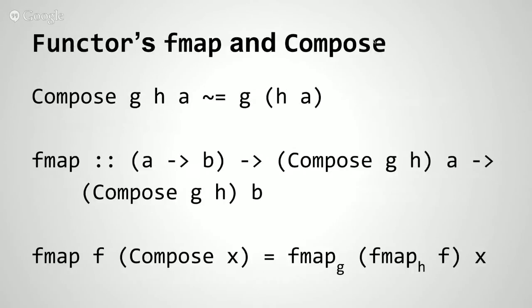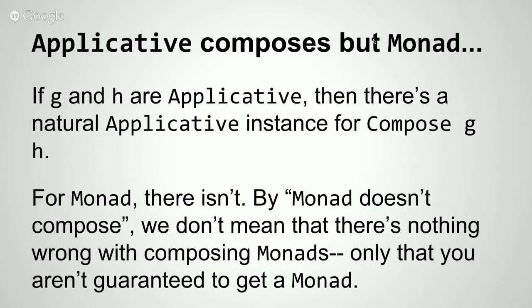This is what fmap looks like on Compose. So the fmap on the composite type is the fmap of the G given the function, given another fmap, which is the fmap of the H, of the f that you're fmapping across the composite type, all of that applied to the x. So yeah, that's kind of cool. The same is true of applicative. I haven't derived it here, but there's a natural applicative for the composition of two applicatives. But for monad, there's not.